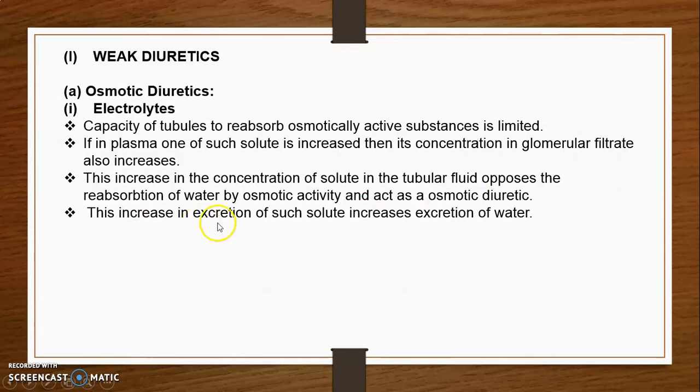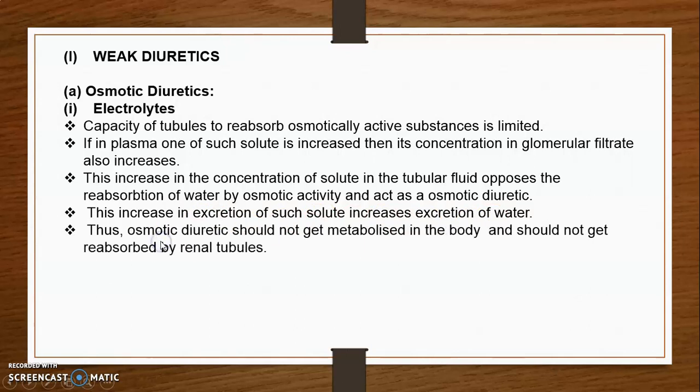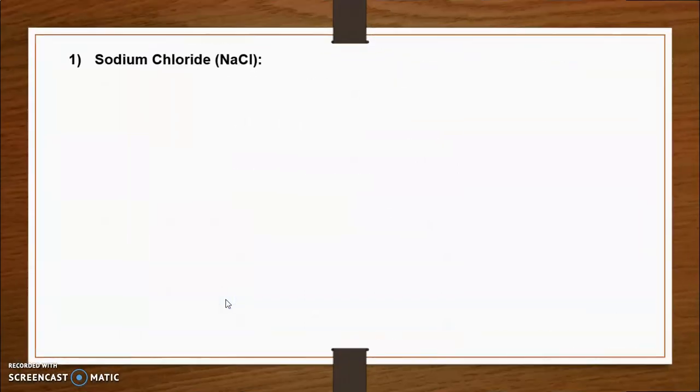This increase in the excretion of such a solute increases the excretion of the water ultimately. Thus osmotic diuretics should not get metabolized in the body and should not get reabsorbed by the renal tubules. Example of osmotic diuretics is NaCl, that is sodium chloride, and potassium salts. They are used as osmotic diuretics. Then we see the sodium chloride, which acts as electrolyte.